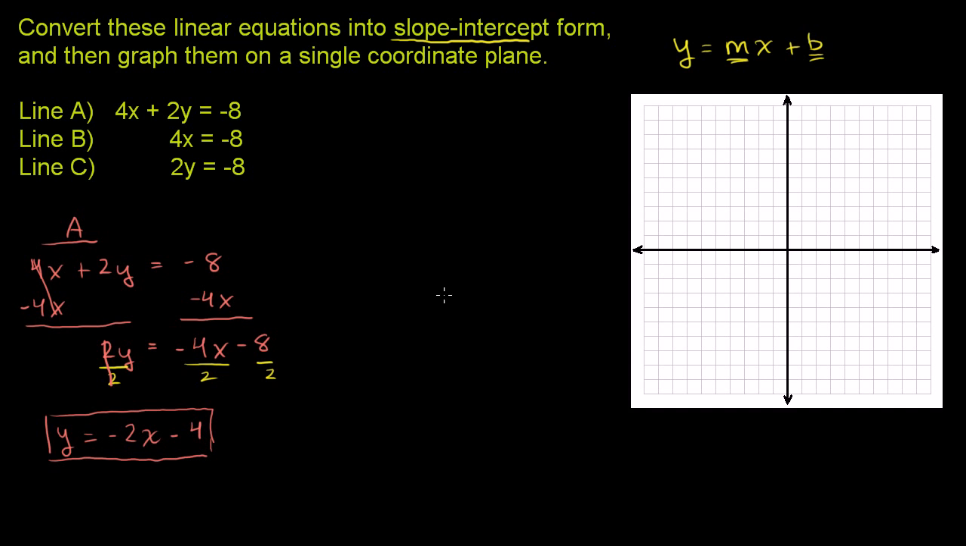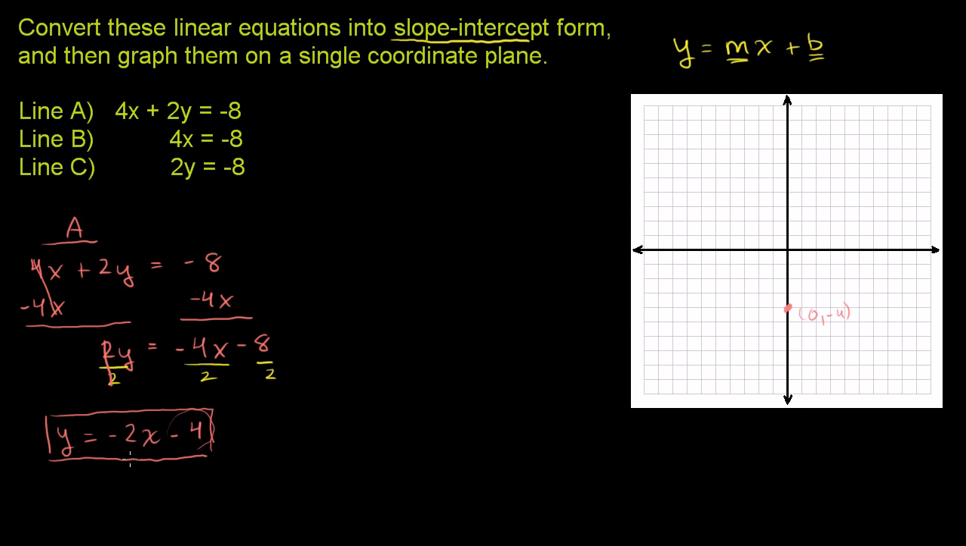So line A, its y-intercept is -4. So the point 0, -4 is on this graph. If x is equal to 0, y is going to be equal to -4. You can just substitute that in. So 0, 1, 2, 3, 4. That's the point 0, -4. That's the y-intercept for line A.